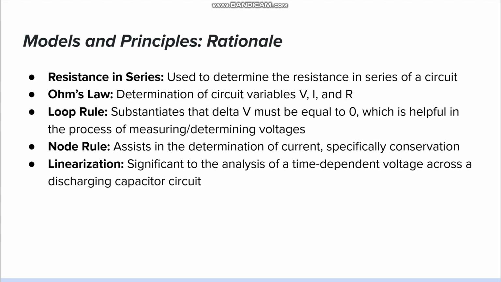Rationale. The resistance in series equation was used to determine the resistance in series of a circuit. Ohm's law is used for the determination of circuit variables V, I, and R. The loop rule substantiates that delta V must be equal to 0, which is helpful in measuring and determining voltages. The node rule assists in determination of current, specifically the conservation of such, and linearization is significant to the analysis of a time-dependent voltage across a discharging capacitor circuit, specifically in relation to determining RC.